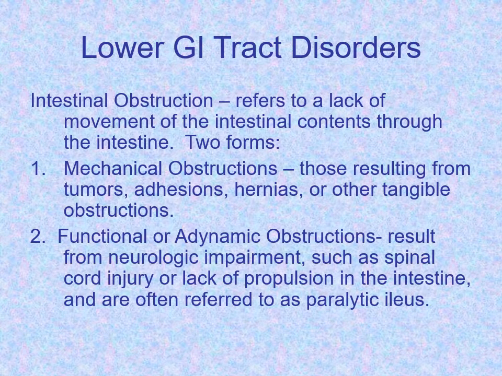Let's move on to intestinal obstruction. Intestinal obstruction refers to lack of movement of the intestinal contents through the intestines, and there are usually two forms. Mechanical obstructions, those resulting from tumors, adhesions, hernias, or other tangible obstructions, or functional or adynamic obstructions resulting from neurological impairments, such as spinal cord injury or lack of propulsion in the intestine, and are often referred to as paralytic ileus.